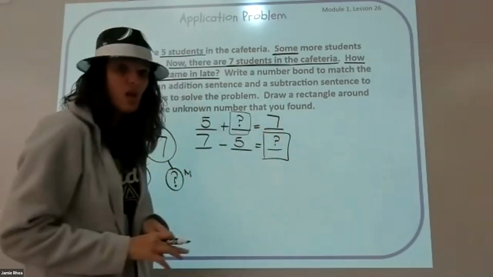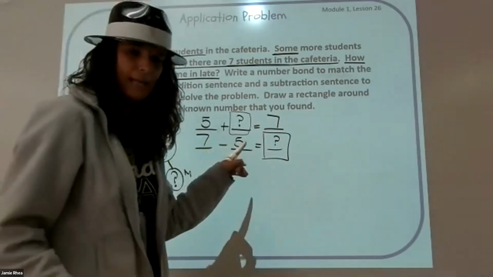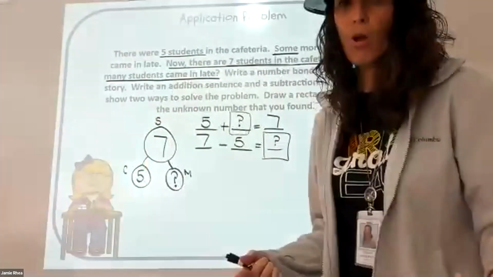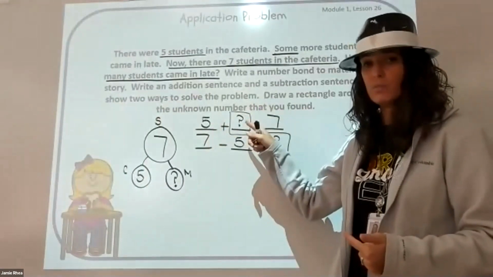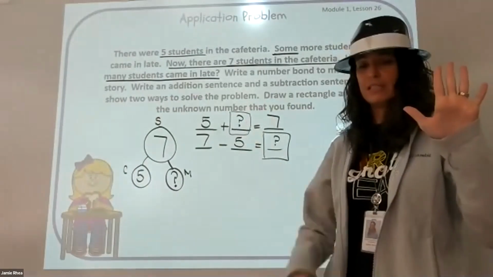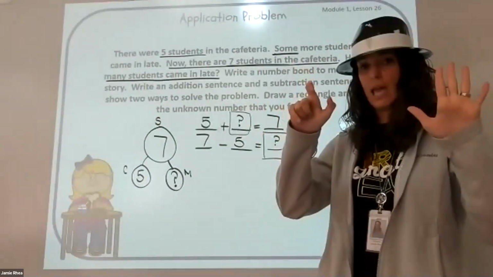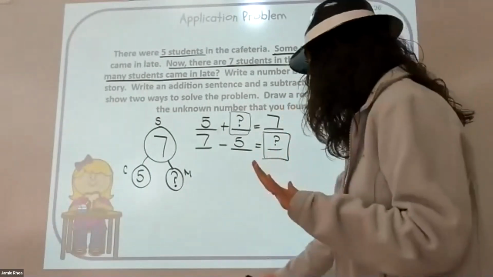Now we need to solve for our mystery number. Now, if I'm adding, I'm going to count on. I'm going to start with 5, and I'm going to count on some more to make 7. So let's do that. I'm going to start with 5, 6, 7. How many more did I count on? 2.